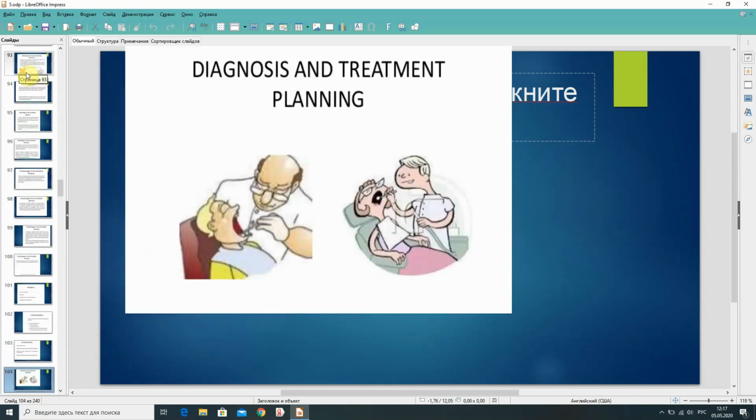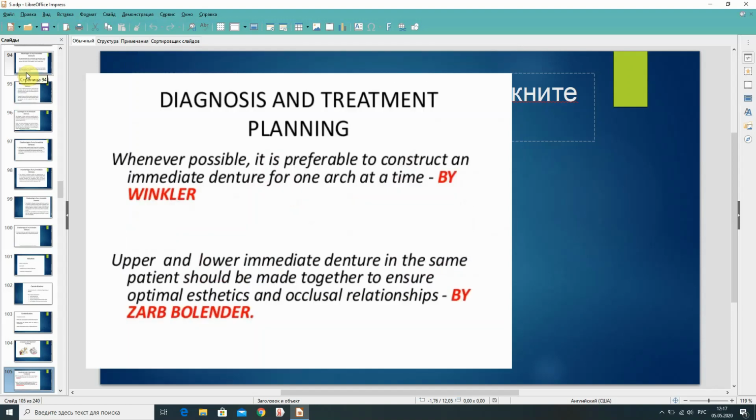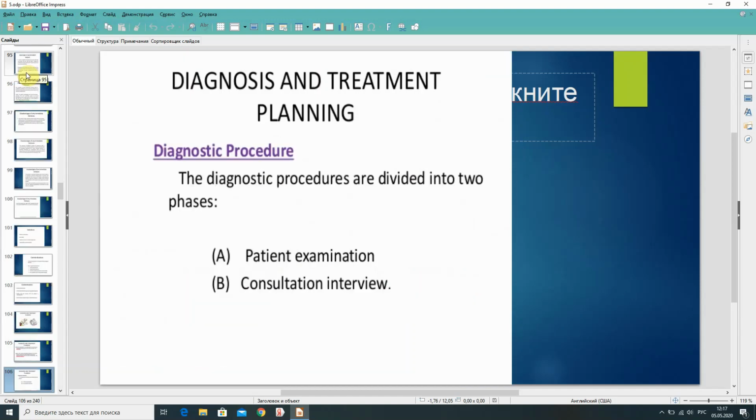Diagnosis and treatment planning. Diagnostic procedures. The diagnostic procedures are divided into two phases: patient examination, consultation, and interview.